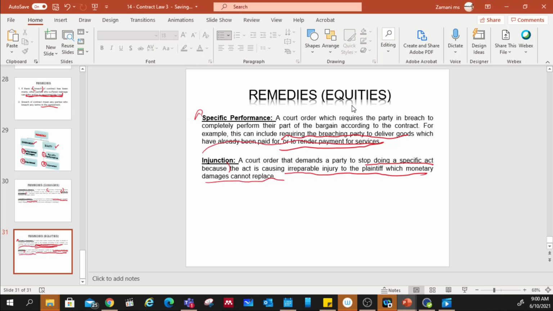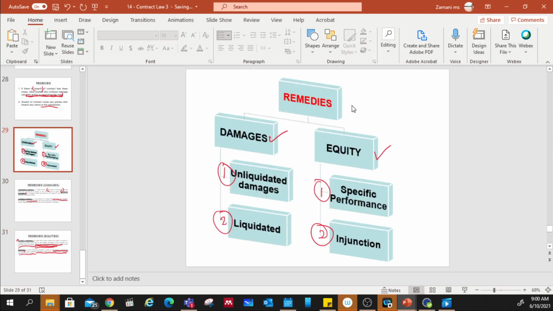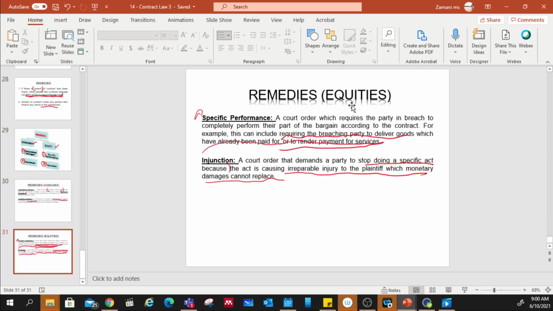So there are two types of remedies for breach of contract: damages and equity. You can see there are two more items under each of those, damages and equity. Alright, that's for the breach.